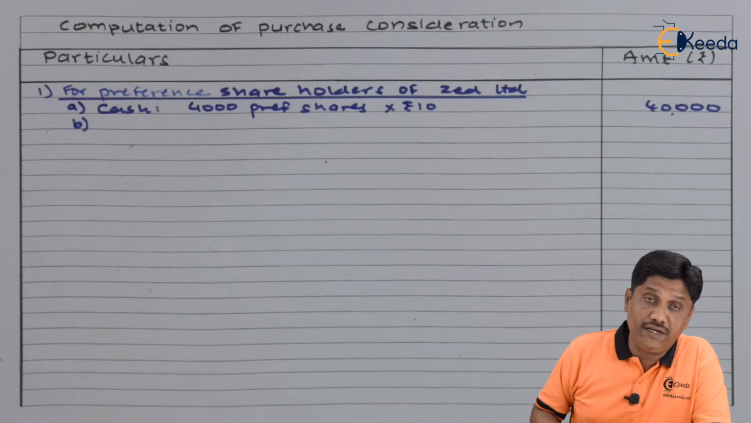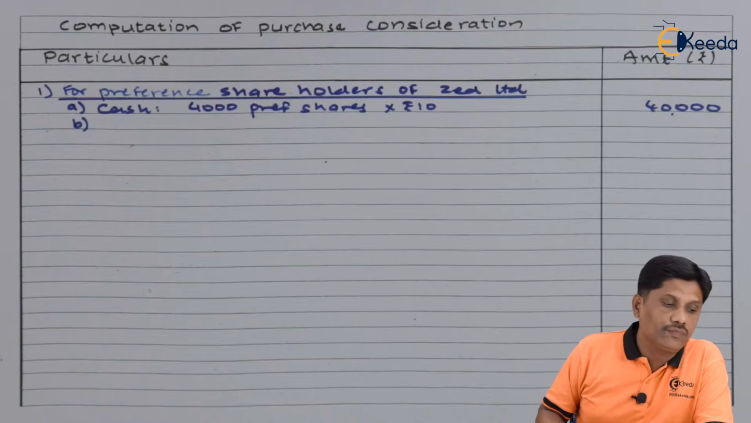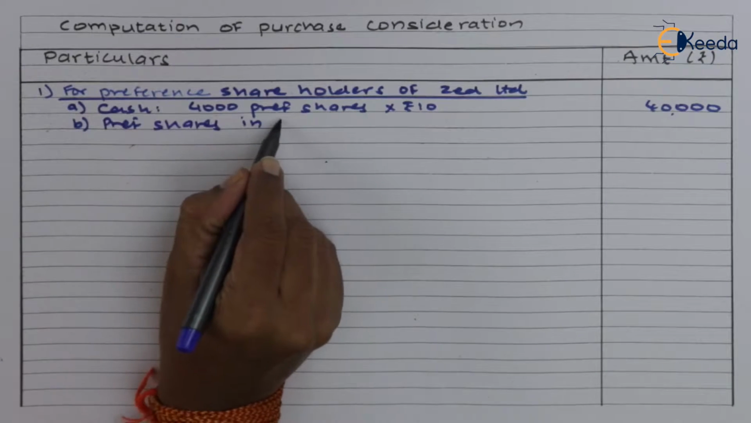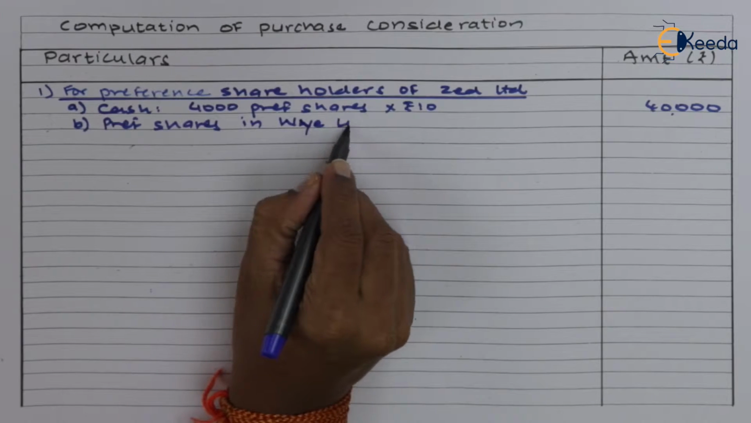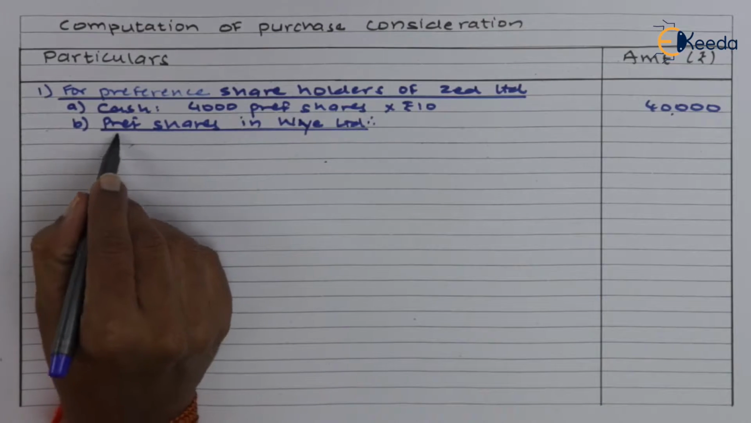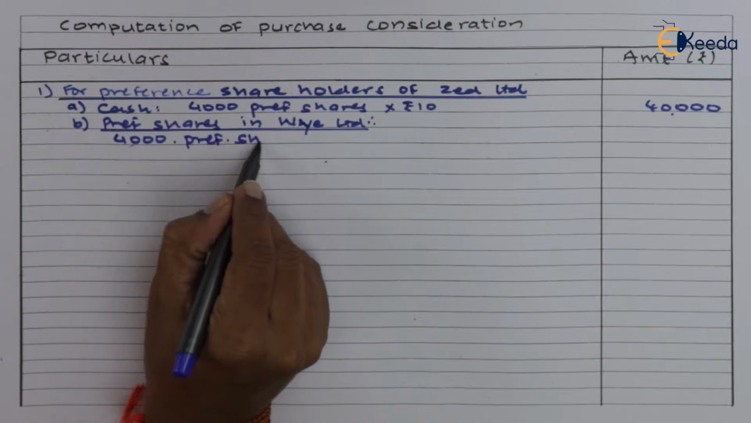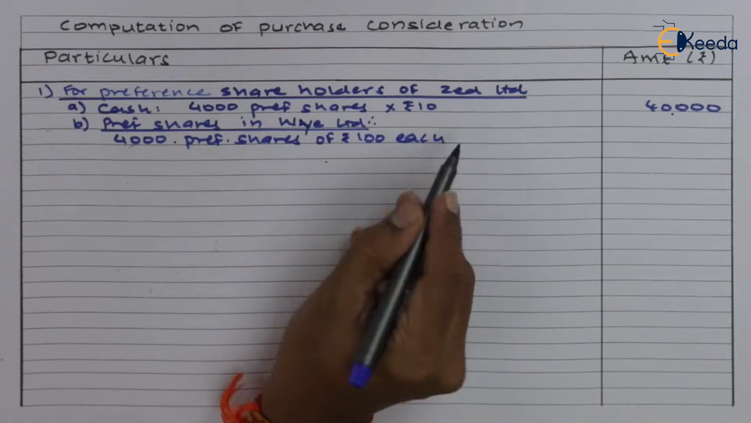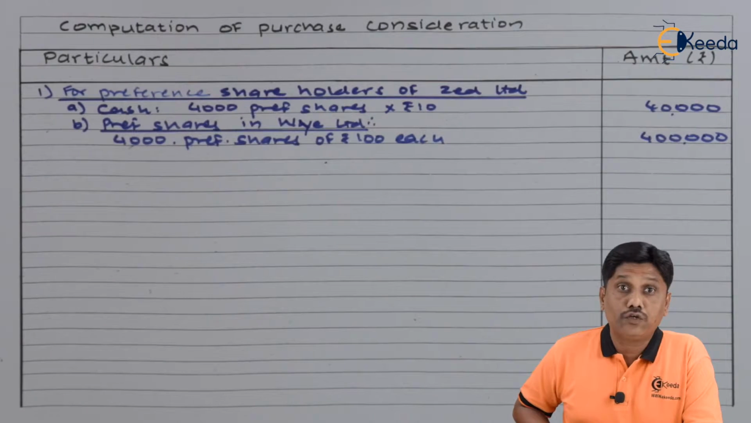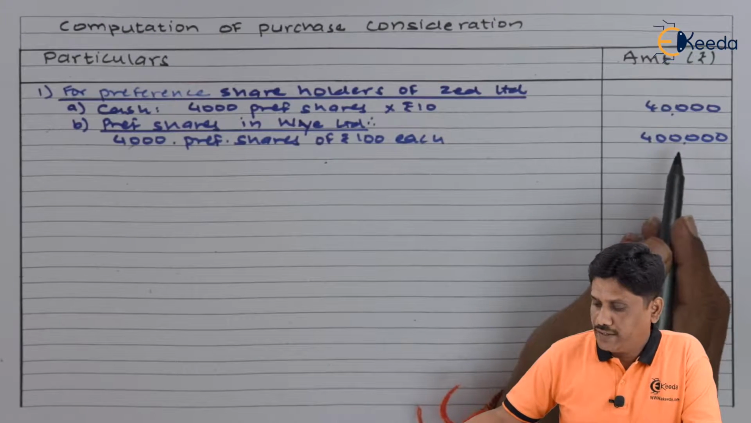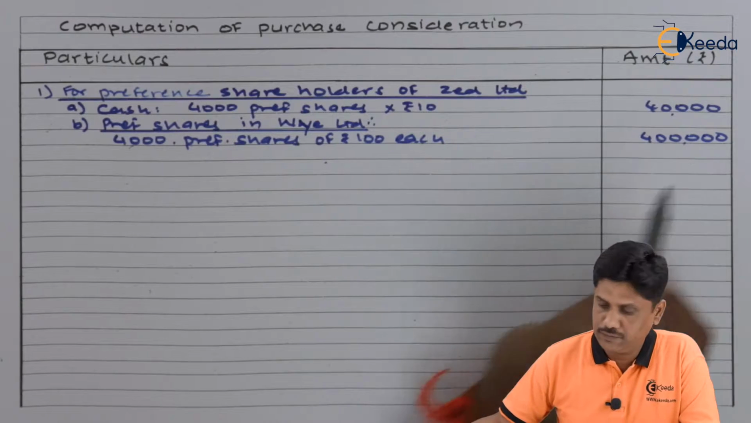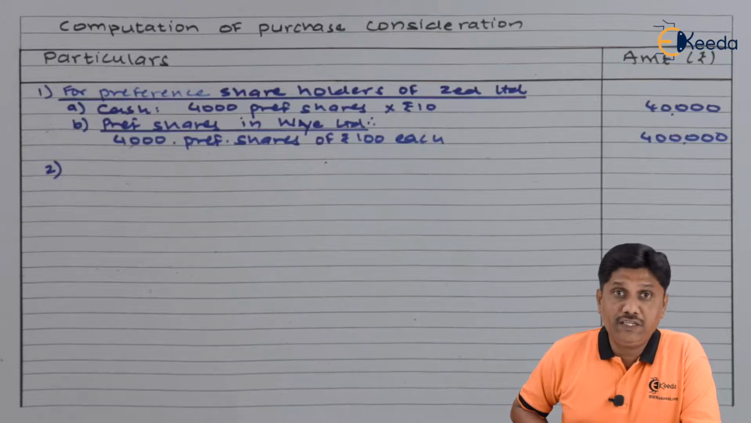Next, what amount will they get? Preference shares in Y Limited. They will get an equal number of preference shares in Y Limited: 4,000 preference shares of rupees 100 each. So your amount comes to 4 lakhs. So total PC for preference shareholder is 4,40,000. Number 2. Next payment is for equity shareholder.